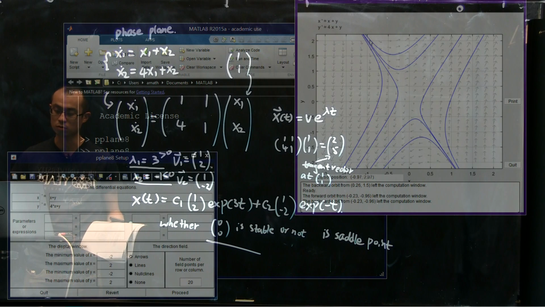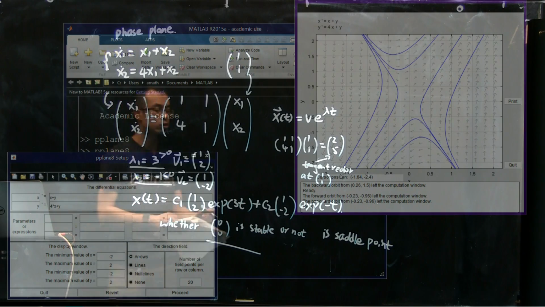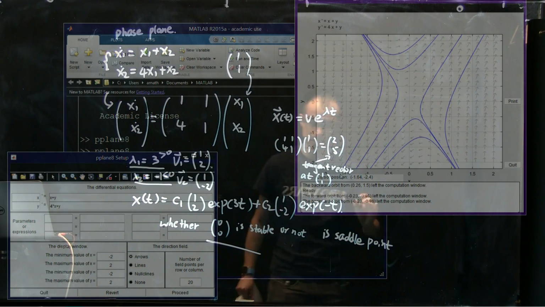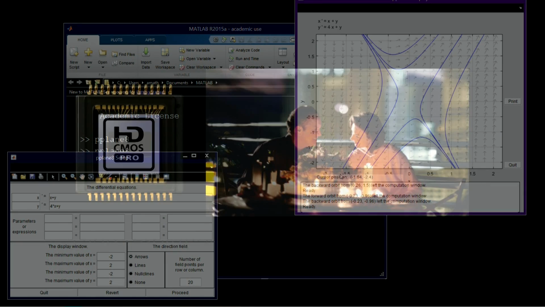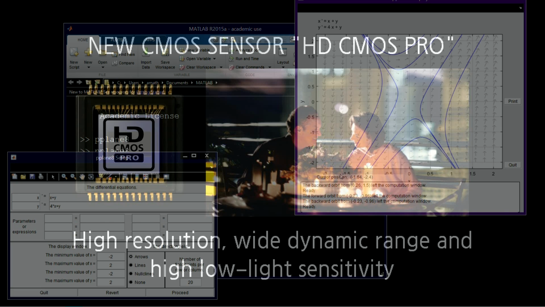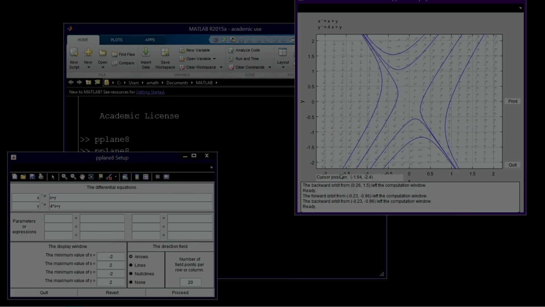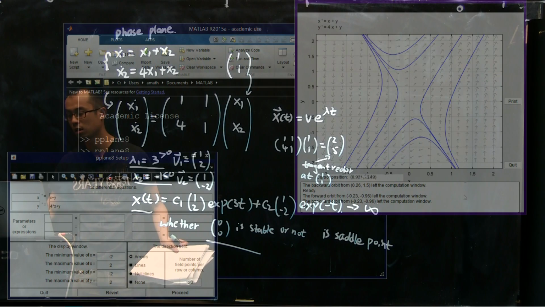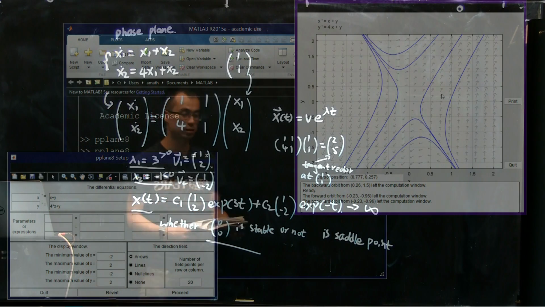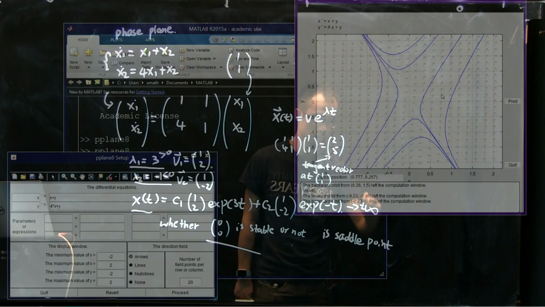And this one also works like this. We're getting closer, then we are bouncing out. We're getting closer, then we are bouncing out. So as you can see, for the long-time behavior of x(t), it can be positive infinity or negative infinity, depending on which part of the plane you start in. So obviously this is unstable.